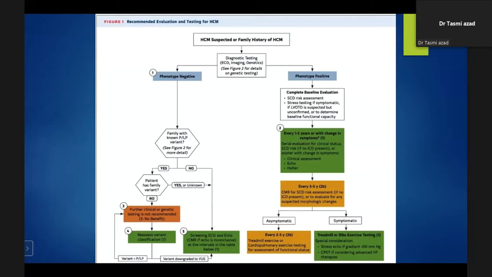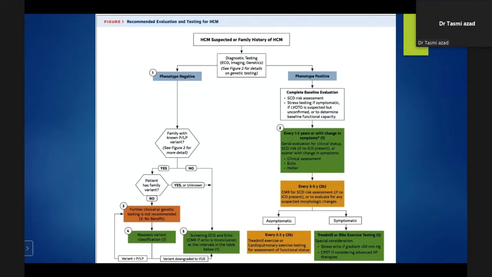We will go through each and every step, like serial evaluation every 1 to 2 years and cardiac MRI every 3 to 5 years. What is our basic focus? The basic focus is to evaluate the cardiac death risk assessment.